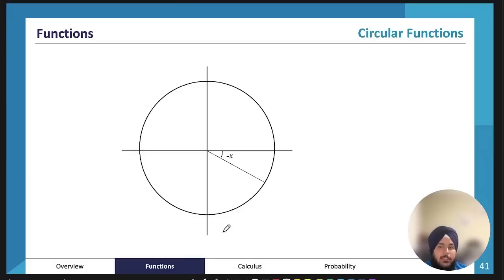Okay, let's look at the unit circle quickly. So just basic properties of the unit circle. It's just a circle with a radius of 1. Essentially, this is 0, 1. Oh, sorry.